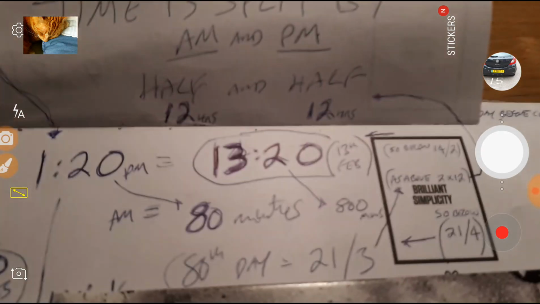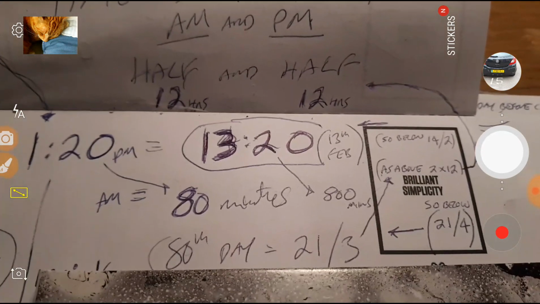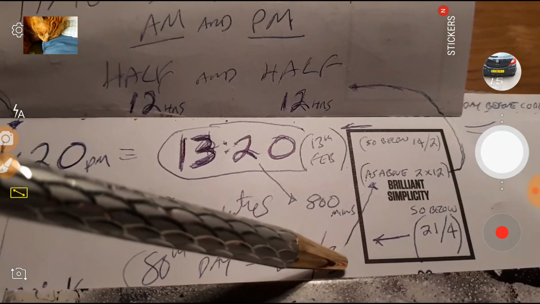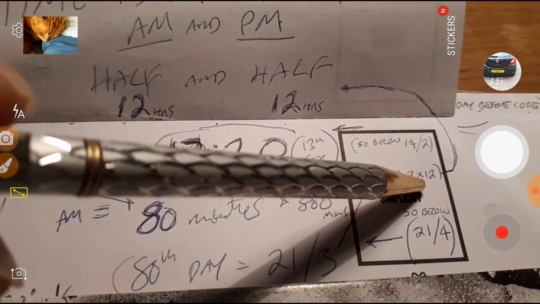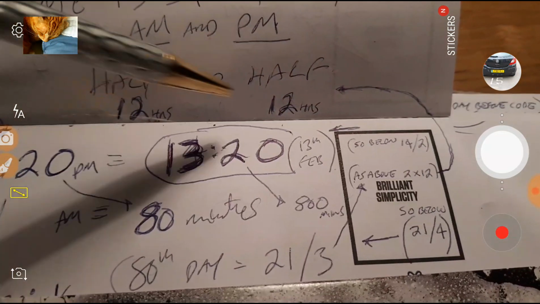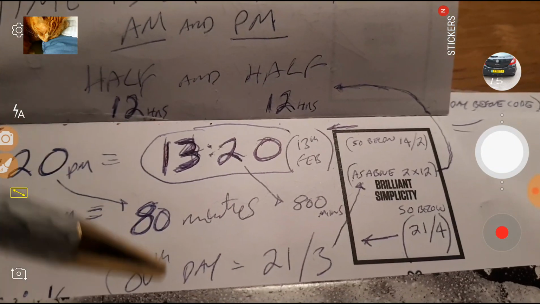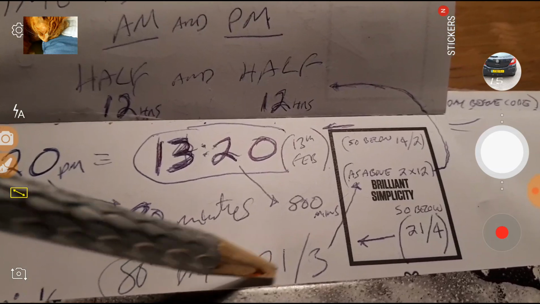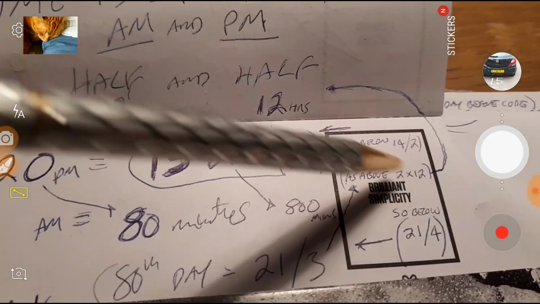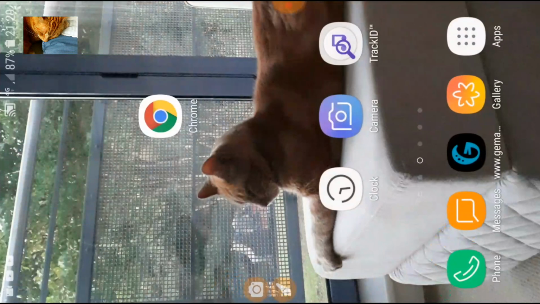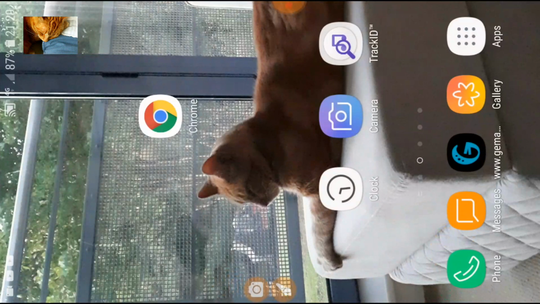But it's also, as you notice, the as above, 213 is the as above of 2 times 12. We're talking about 2 12-hour systems on the AM and PM. See how that works? 213, 2 times 12. Oops, let's get the camera back up.